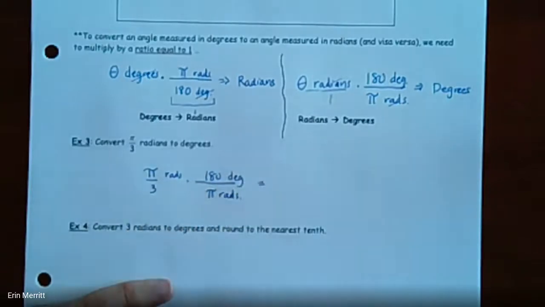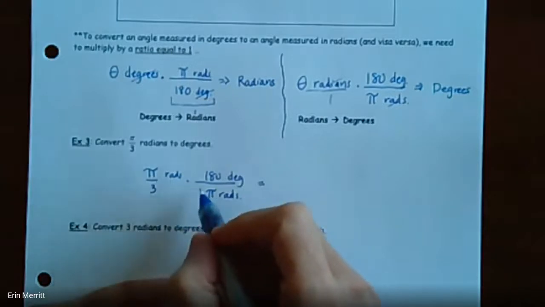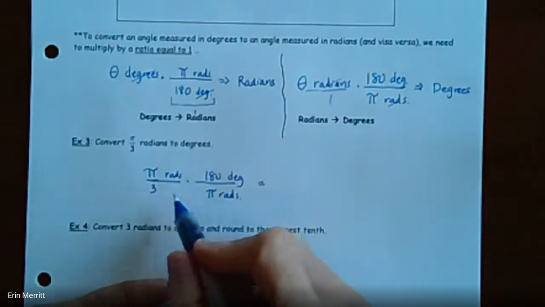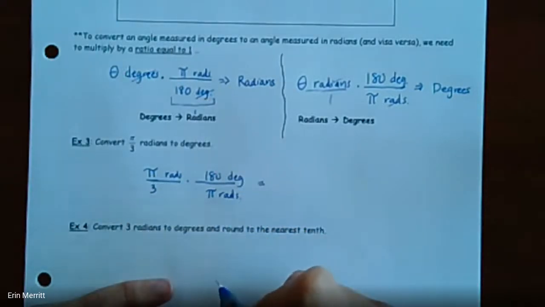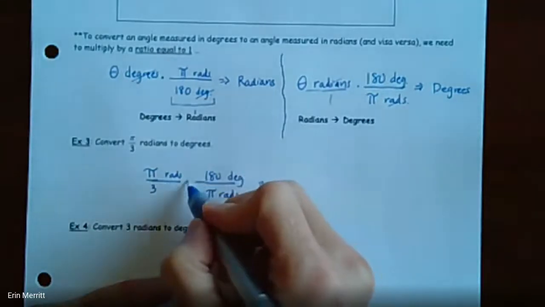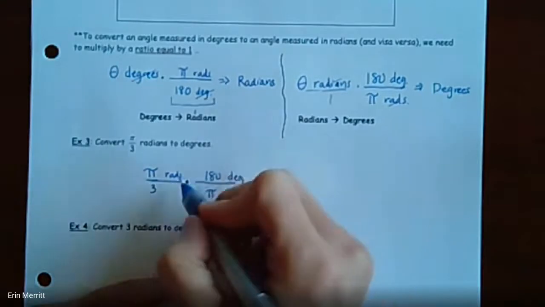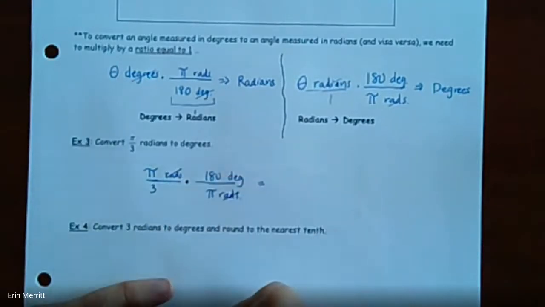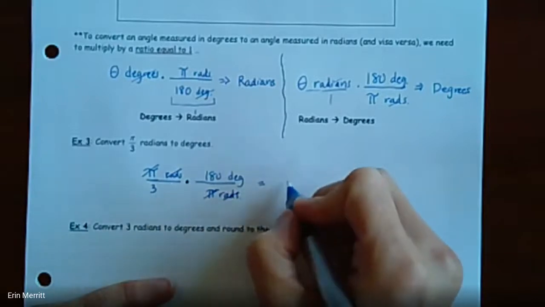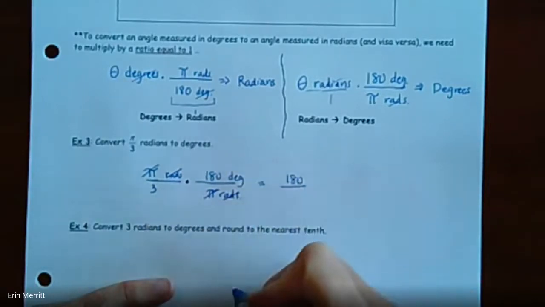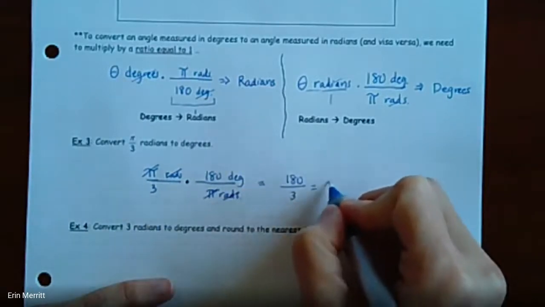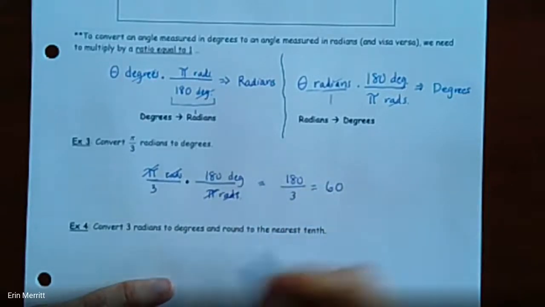And now it is not a proportion. You're not cross multiplying. You are multiplying the numerators together, the denominators together. So like we did back in our rational expressions unit, anything from top to bottom can cancel. So the radians on top and the radians on the bottom cancel. The pi on the top and the pi on the bottom cancels. So I end up with 180 up top over 3 on the bottom, and that will give you 60.